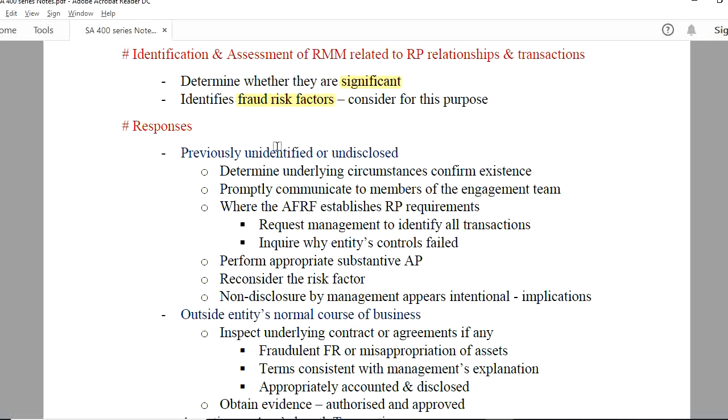In a situation where the related parties have not been previously identified or disclosed, the auditor shall first confirm the existence of such related party transactions. Once confirmed, he shall then promptly communicate the same to the engagement team. Then he shall request the management to identify all such transactions, and he shall inquire as to why the entity's controls have failed to identify such related party transactions.